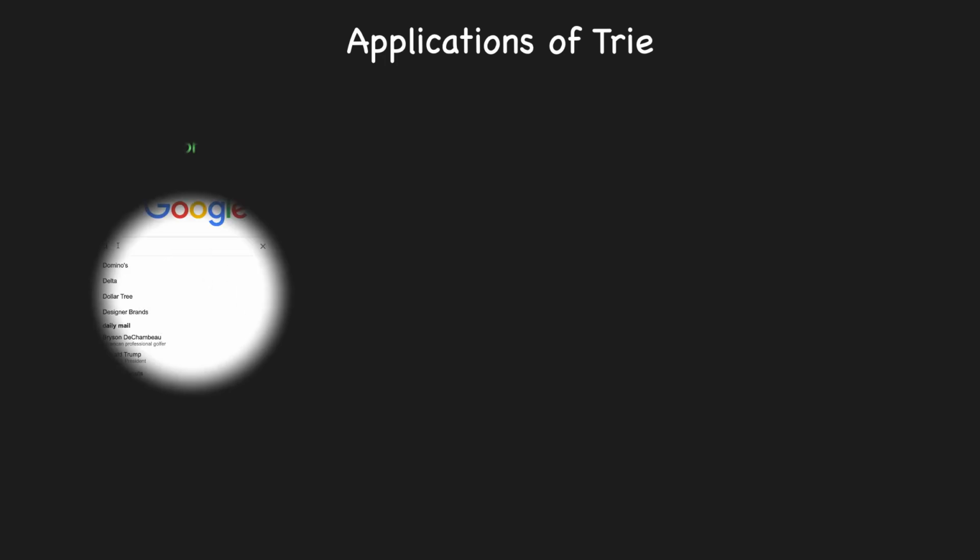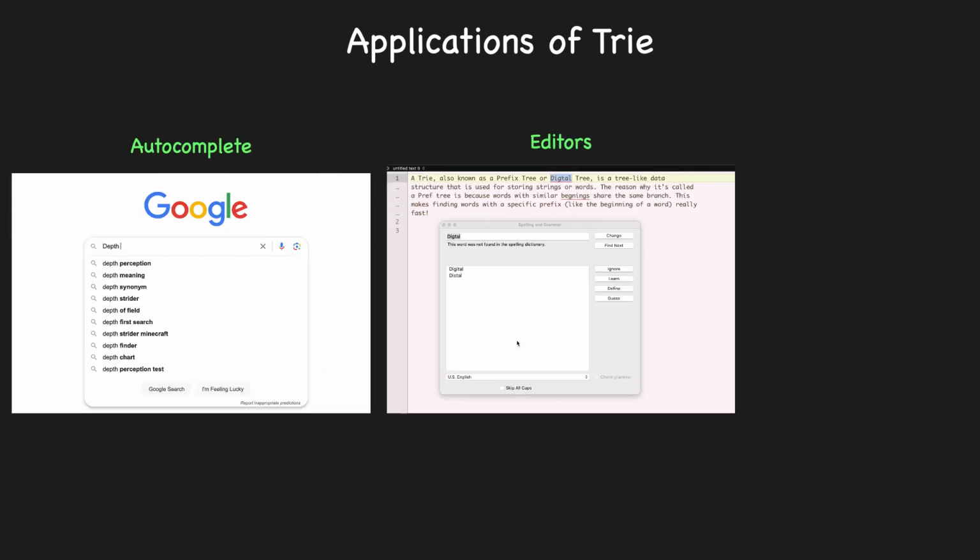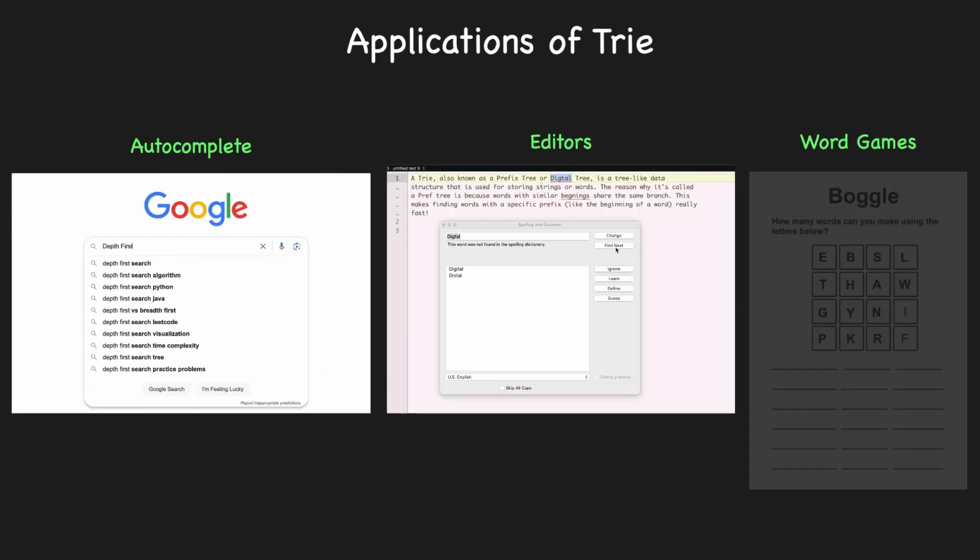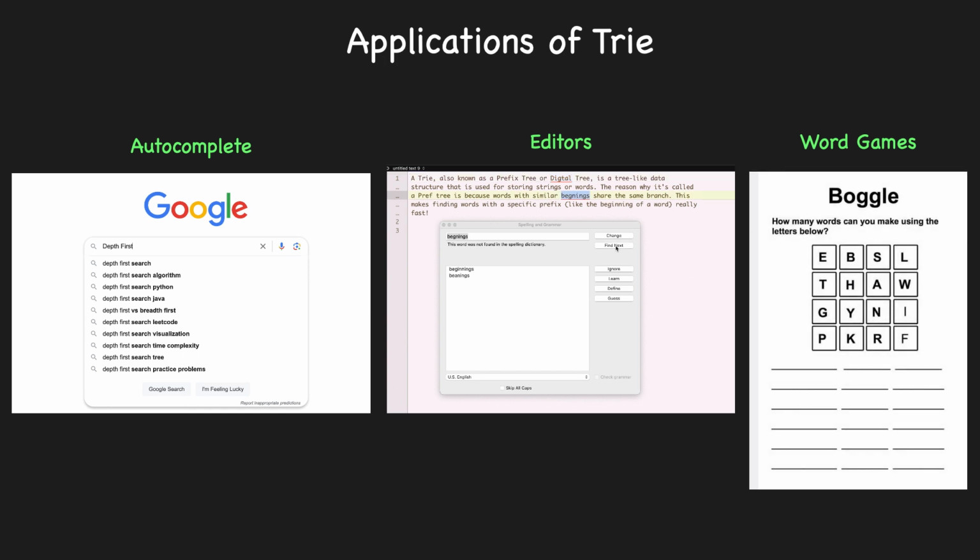So some real-life applications of trie data structure are autocomplete, spell check in word editors, and word games like Boggle. So you can think of a trie as a super organized way to store and find words based on their prefixes. And with that, let's outline what we'll cover in this video.